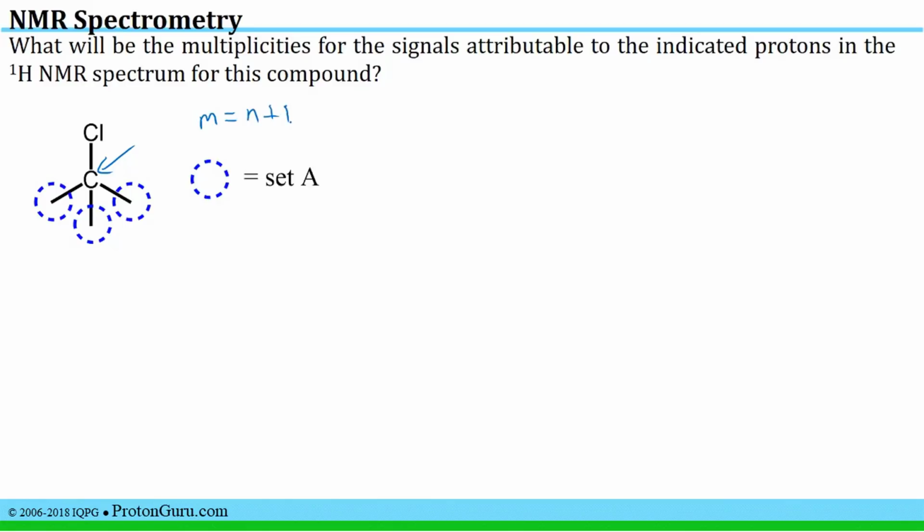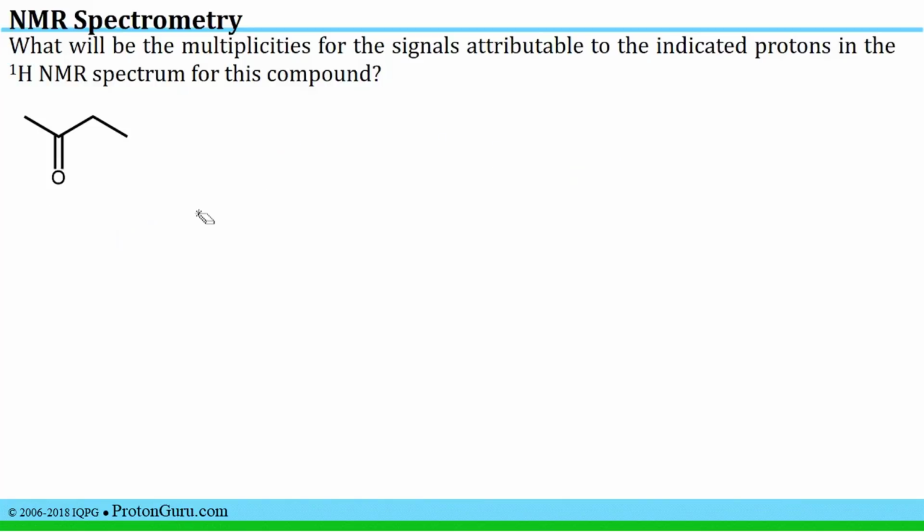And here n refers to the number of protons, because we're talking about proton NMR, on this adjacent neighboring carbon. So n is 0. 0 plus 1 is 1. So that means that we should see a multiplicity of 1, a singlet, and a singlet will look like this in the spectrum. So we should just see one simple peak.